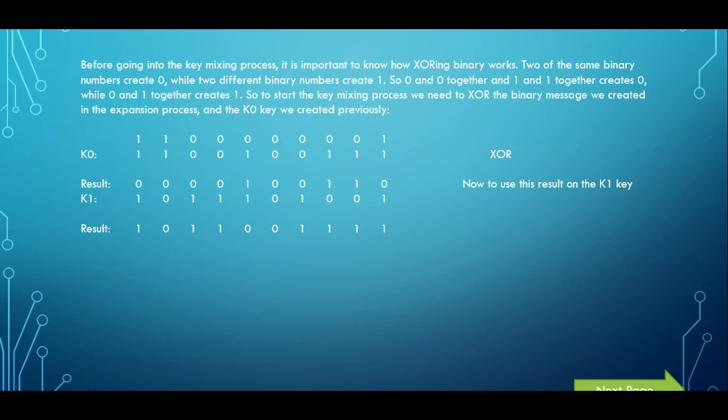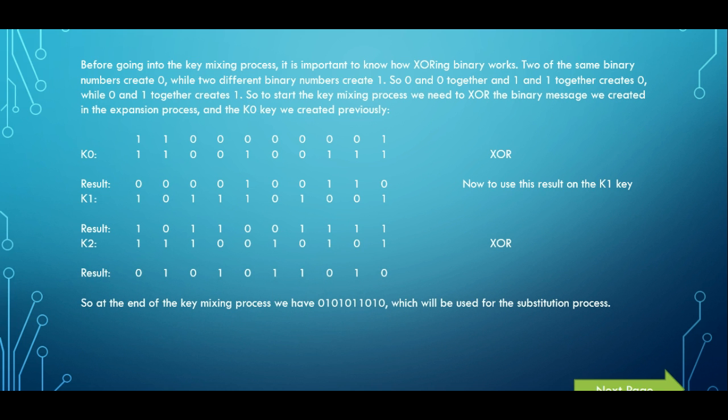So this result, we then XOR with K2 that we created. Once again, you should know how it works now, so I shouldn't explain it. XORing them together will result in 0, 1, 0, 1, 0, 1, 1, 0, 1, 0. So that is the end of the key mixing process, and that binary key is what we have at the end of it. And we will be taking that into the next phase, which is the substitution process.